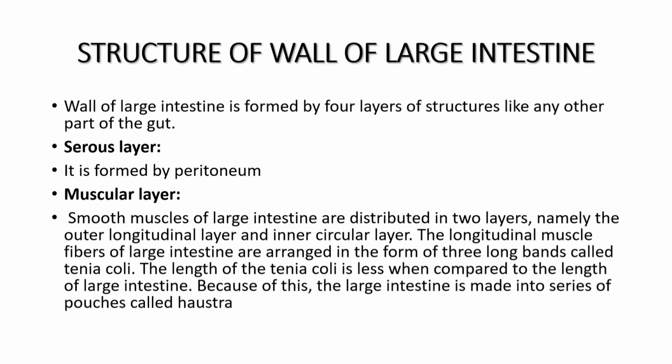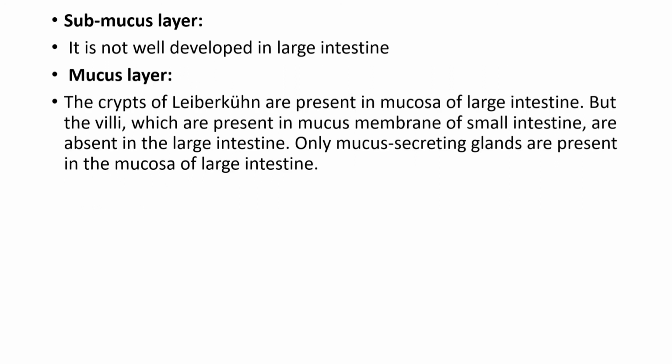The length of the taenia coli is less when compared to the length of large intestine. Because of this, the large intestine is made into series of pouches called haustra. Submucous layer. It is not well developed in large intestine. Mucous layer. The crypts of Lieberkühn are present in mucosa of large intestine. But the villi, which are present in mucous membrane of small intestine, are absent in the large intestine. Only mucus-secreting glands are present in the mucosa of large intestine.